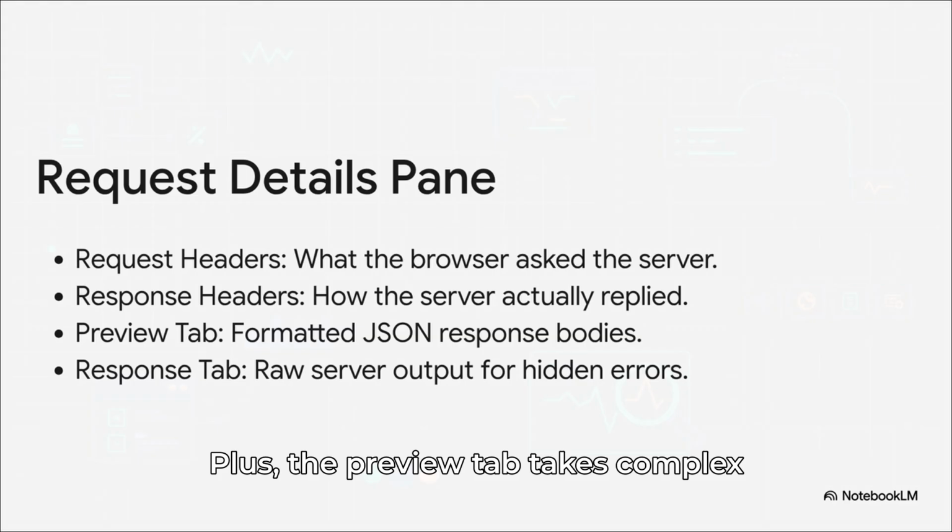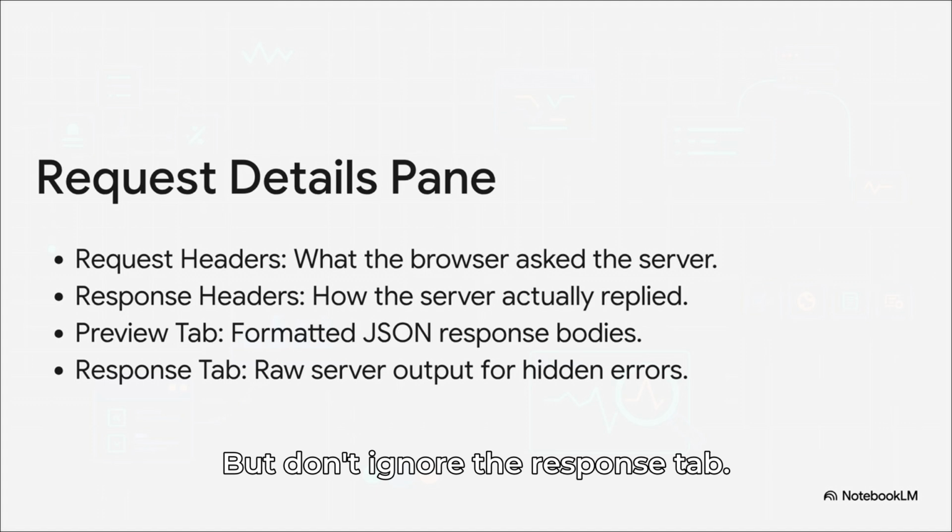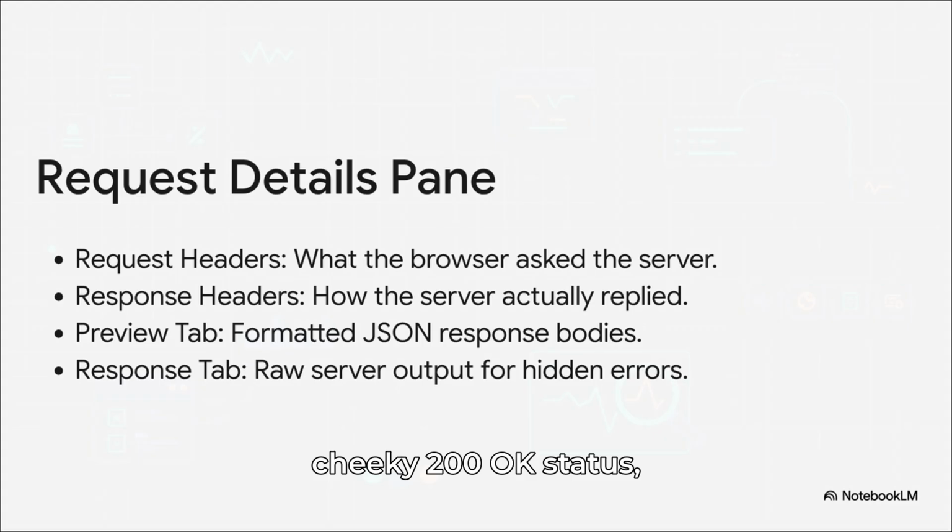Plus, the Preview tab takes complex JSON response bodies and formats them into really nice, readable trees. But don't ignore the Response tab. That gives you the raw server output. Sometimes, a server will send a cheeky 200 OK status, but the actual critical error message is hiding right there in the raw response body.